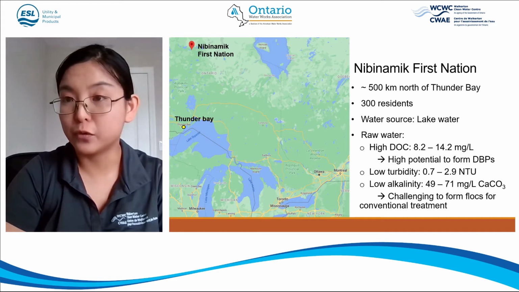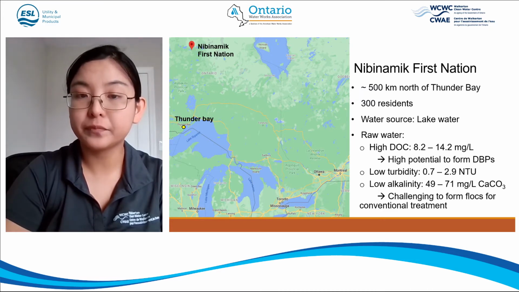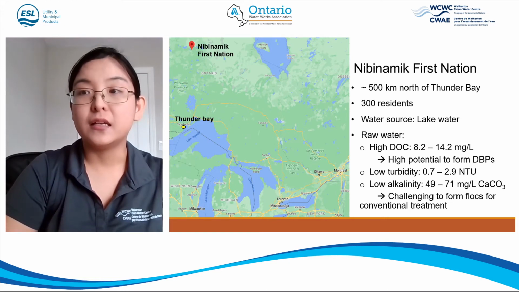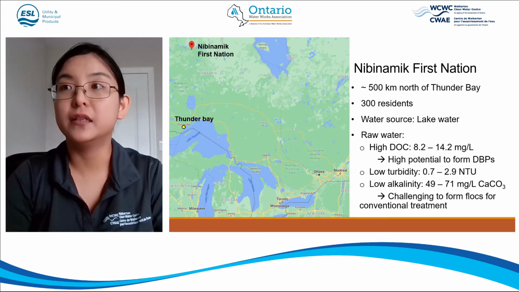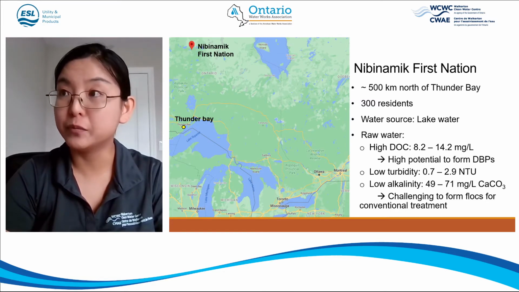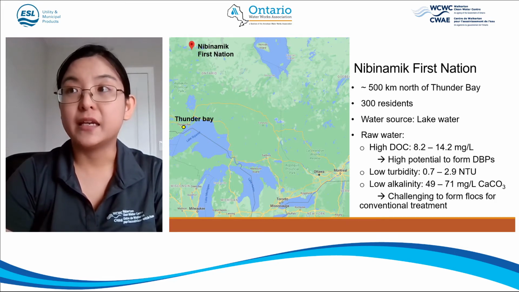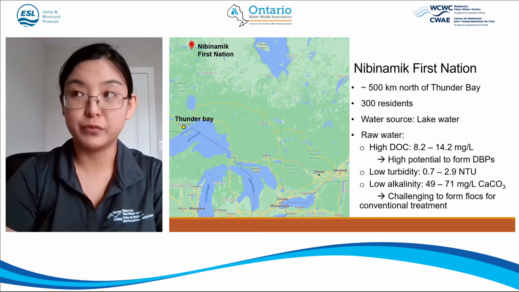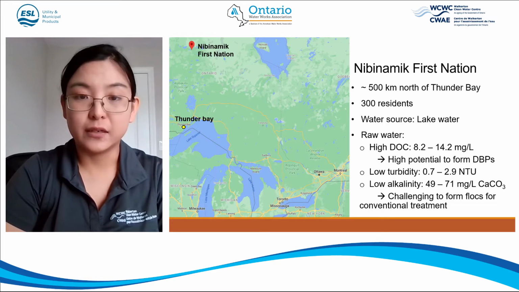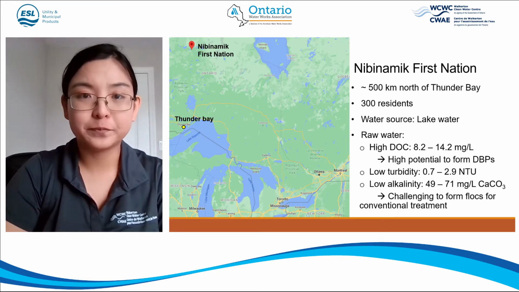By looking at the characteristics of the raw water, it has relatively high levels of DOC. So that means it has high potential to form DBPs. And when we calculate their SUVA value, it's about 4. That means it has high potential to form DBPs and has high chlorine demand, but it also means we can use enhanced coagulation to remove NOM from water. But it also has low turbidity and low alkalinity, which makes it hard to form flocs for conventional treatment.